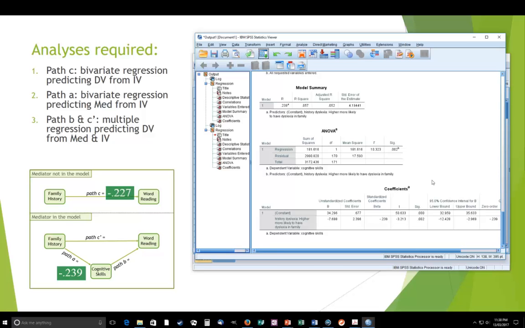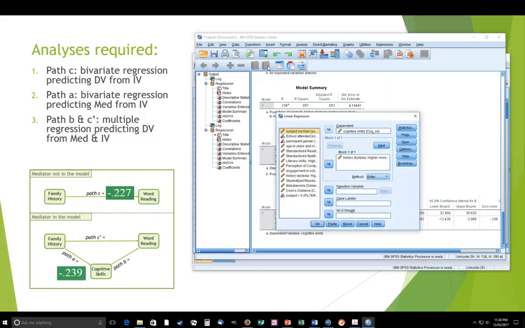Now our third analysis is path B and C dashed, and we get that from a multiple regression predicting the DV from both the mediator and the IV. So we go back again, and our mediator comes out from where it was in the dependent variable and goes down here. It's one of the IVs. These are the predictors. And our dependent variable is word reading skills. That's our DV from our model. So we've got the DV word reading, and the two predictors are family history over here and cognitive skills here, both predicting word reading. And we just run that analysis.